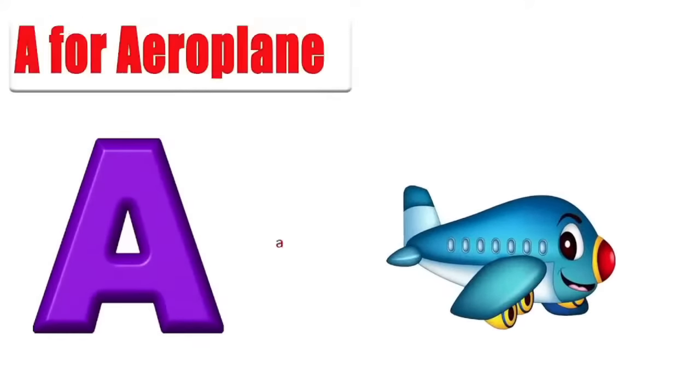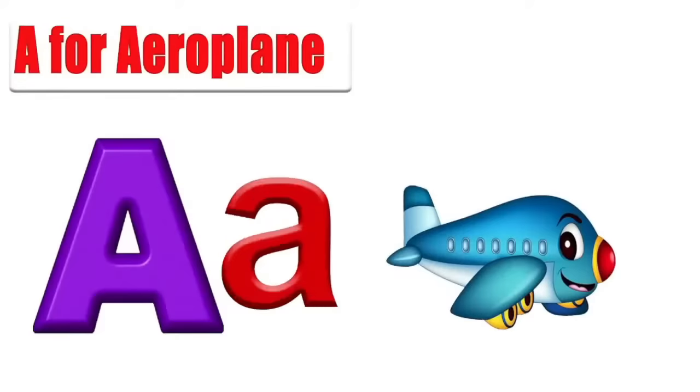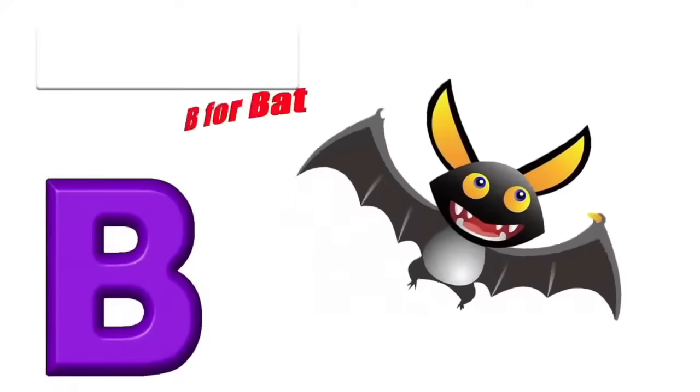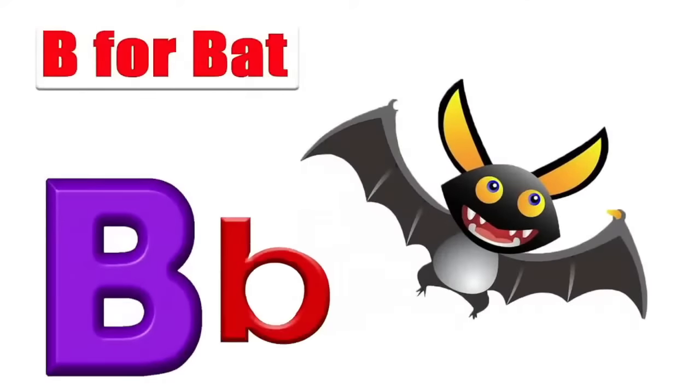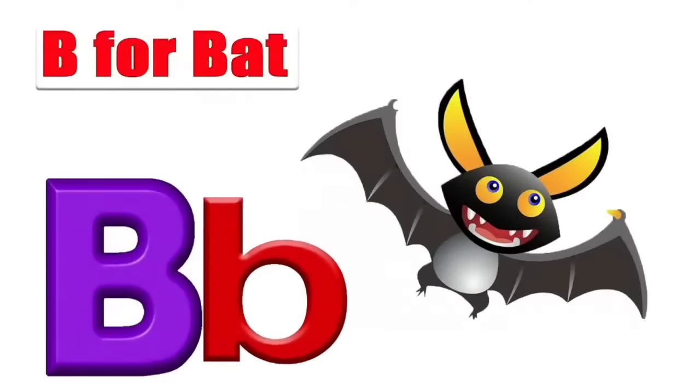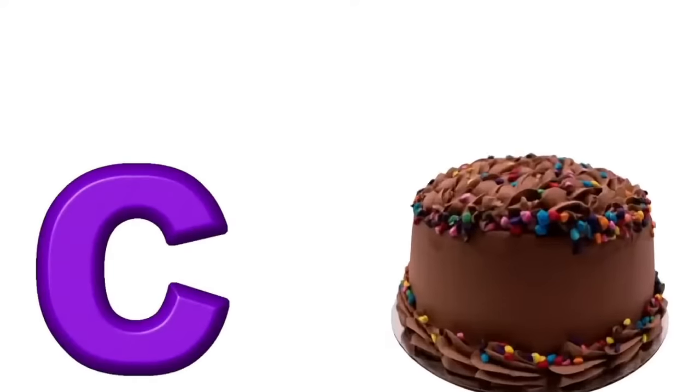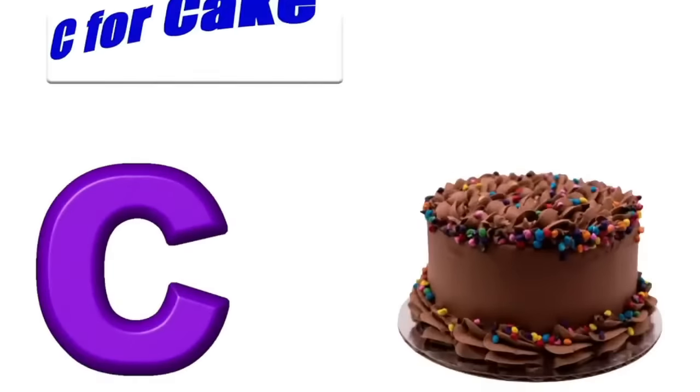A for aeroplane. Aeroplane. B. B for bat. Bat. C. C for cake.